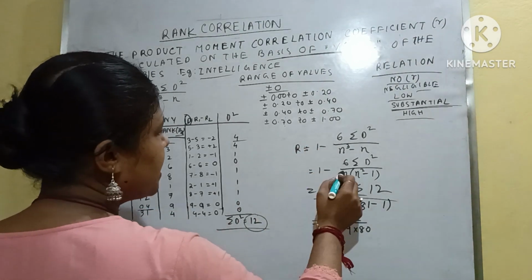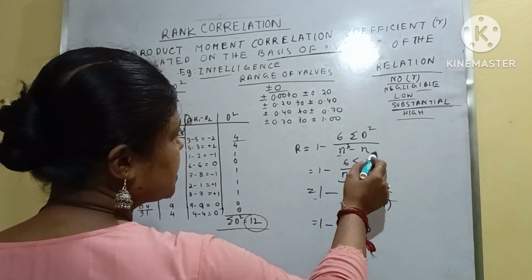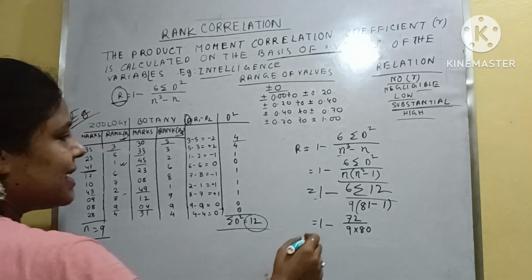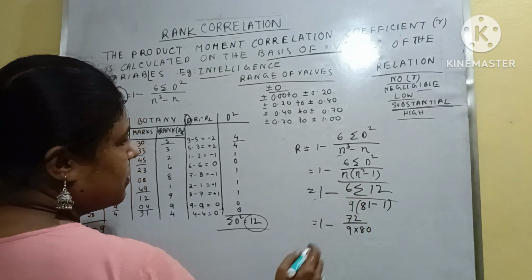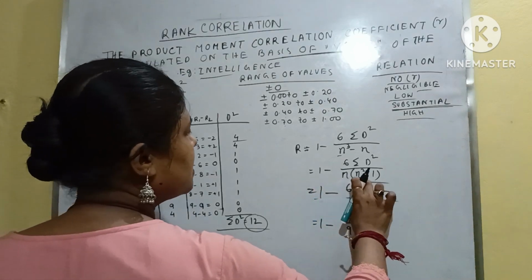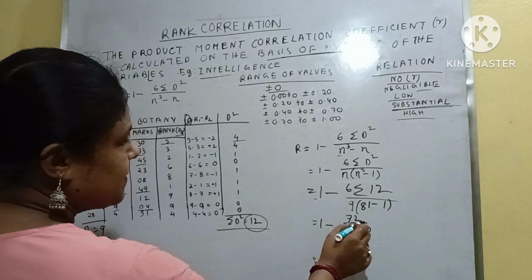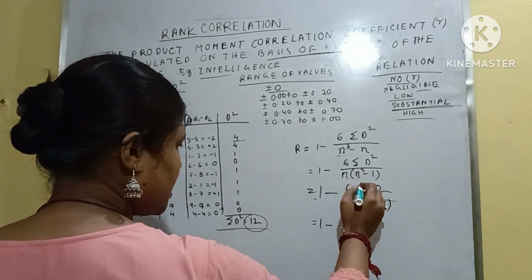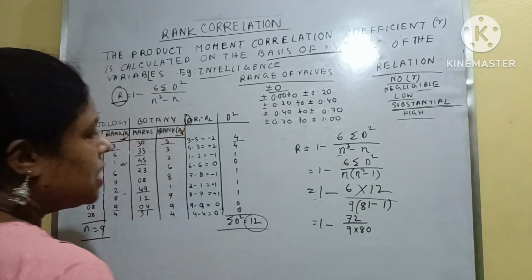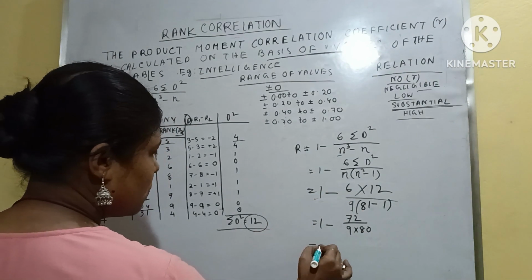So here, 1 minus 6 summation of D square, this is the value. N is common here, and with 9 it is 9 square minus 1. So the value is 72, 6 into 12 is 72. This number is not needed here. Now we just calculate this.